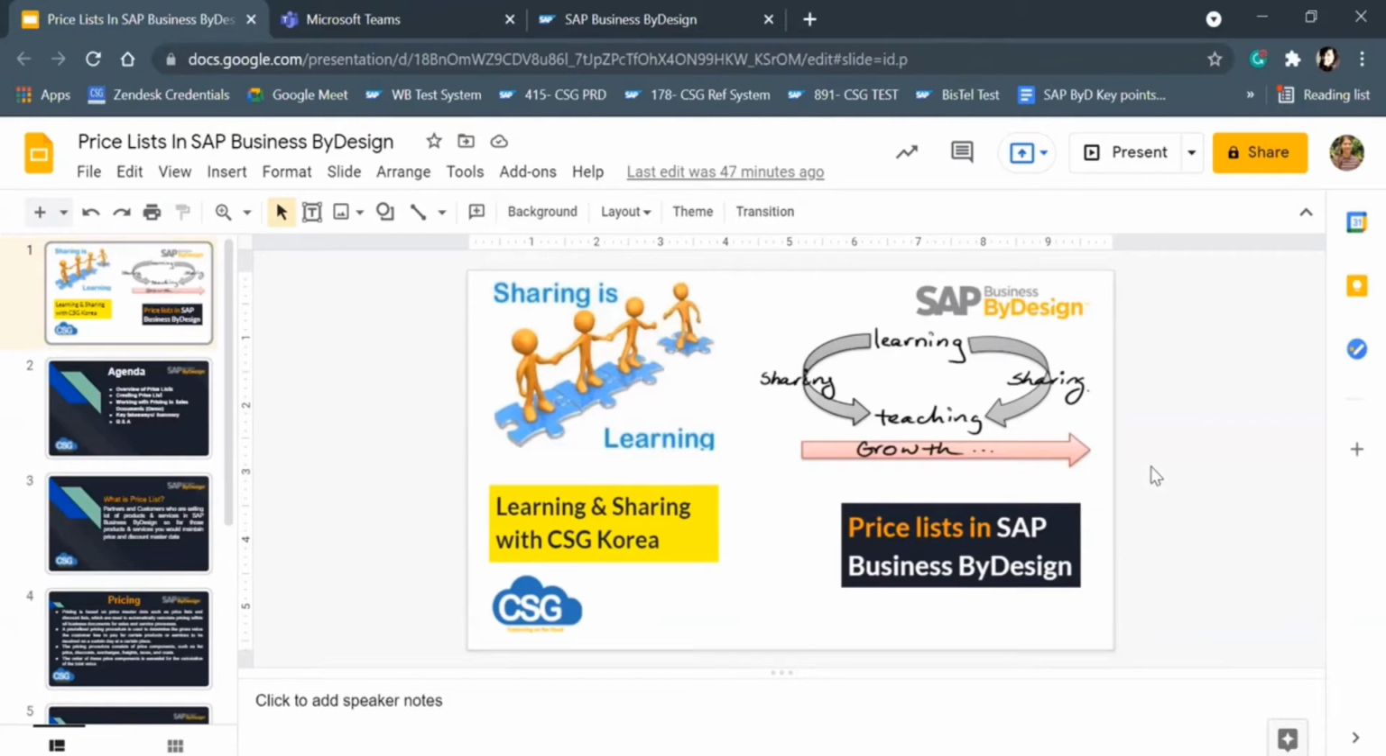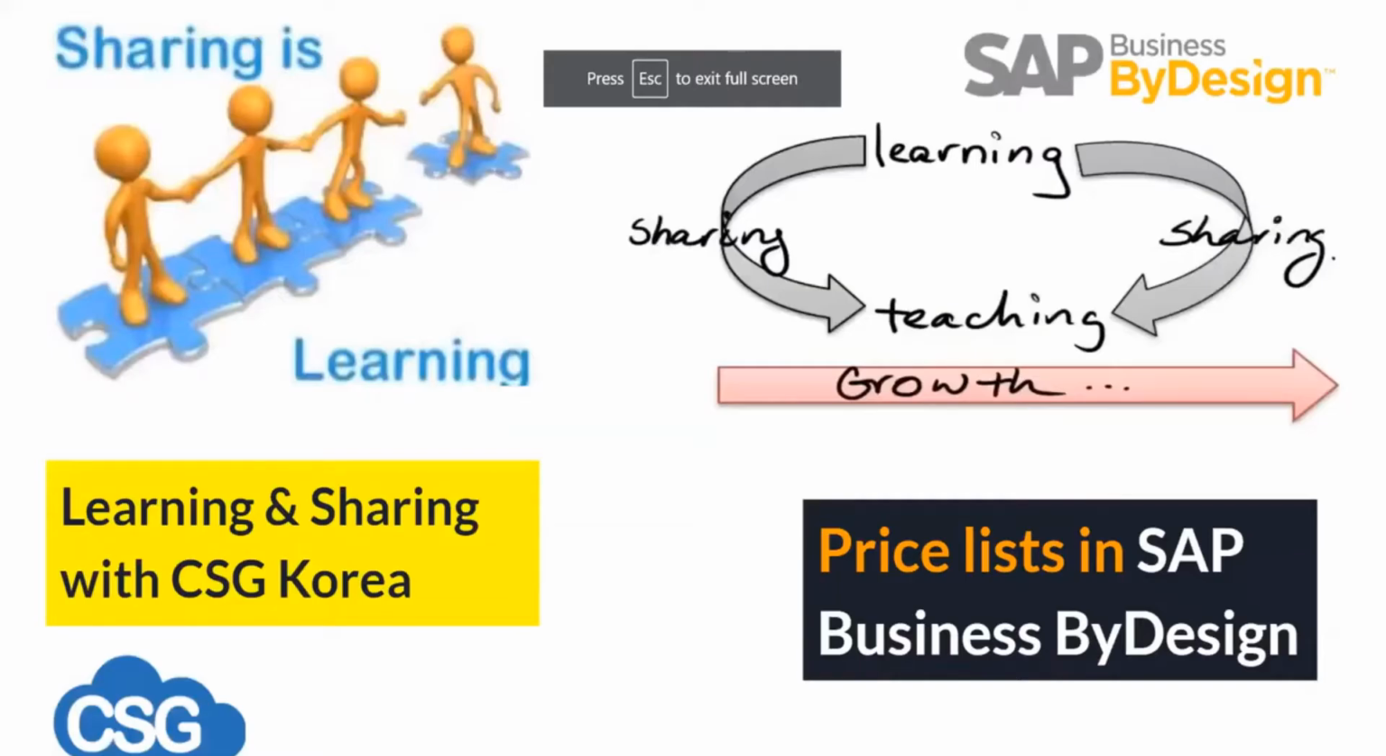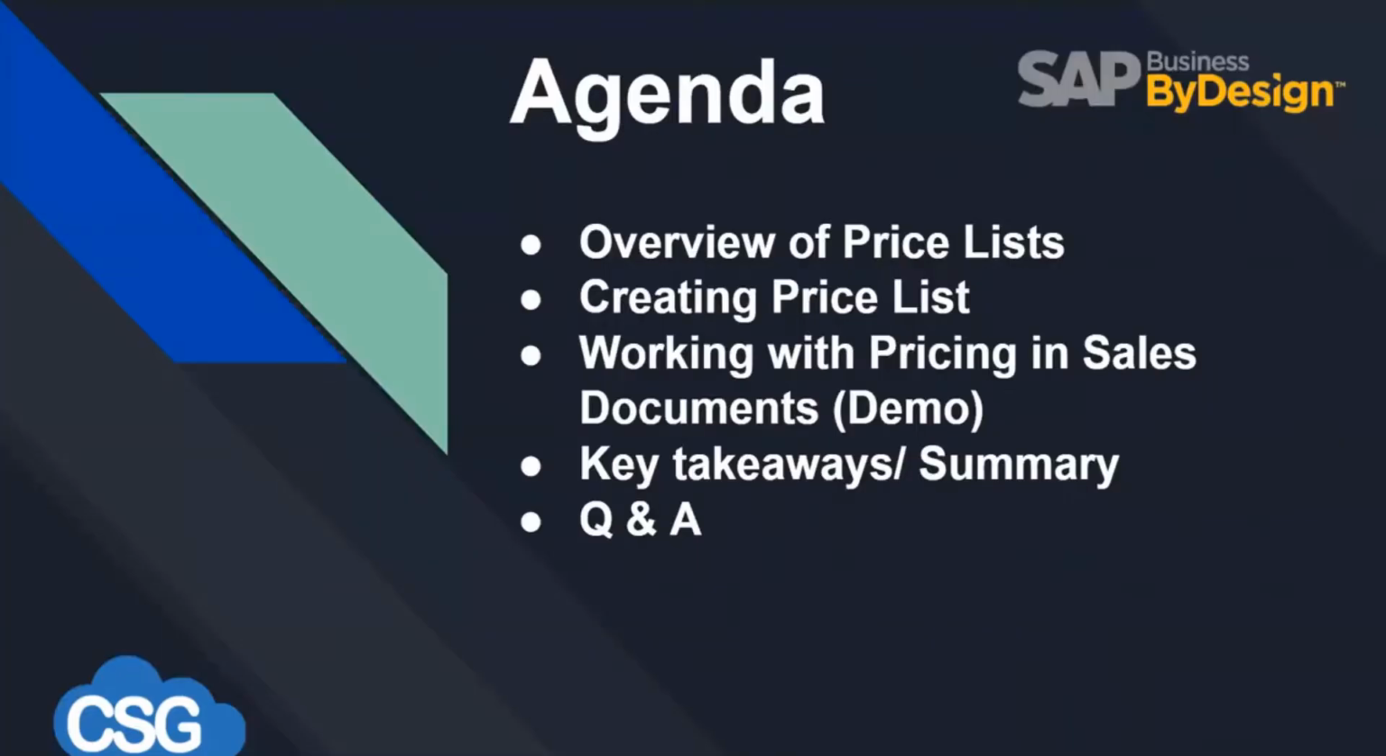So the topic for today's session is price list in SAP Business by Design. Before I start, I will tell you about the agenda for today. First we will talk about the overview of price list. Then I will show you how we can create the price list in the demo system, and then how these price lists work for the sales document. And then we will have the key takeaways and the summary for the session, followed by the Q&A.